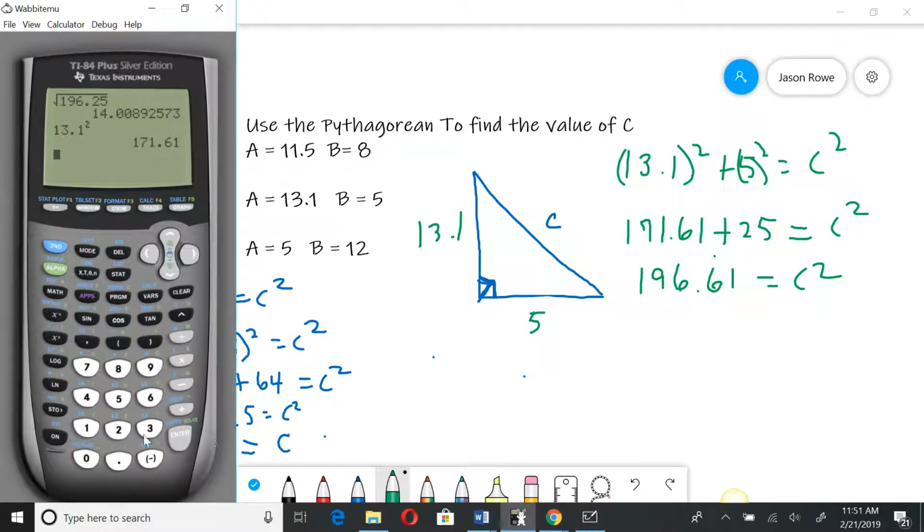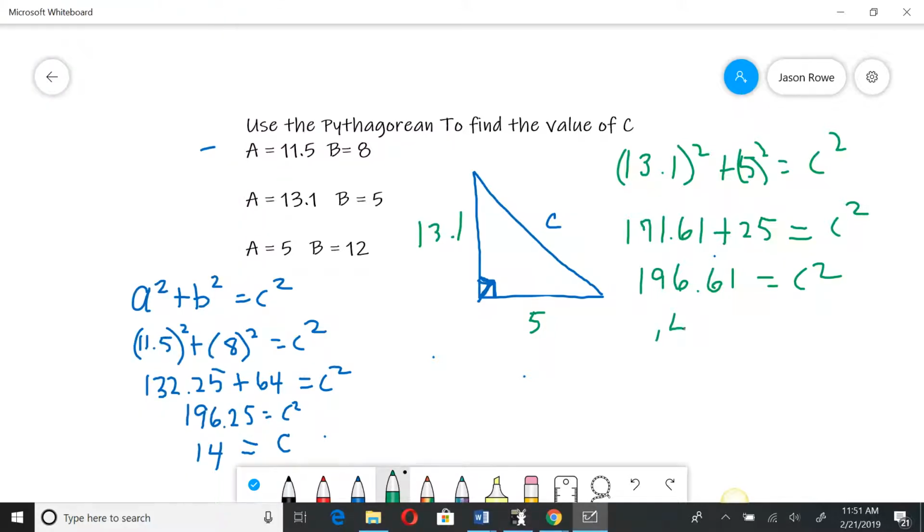We're going to take the square root of 196, second x squared, 196.61. And that's going to be 14.02. Remember, we're going to round to the nearest tenth, so that's going to be about 14. Okay, and last example here.